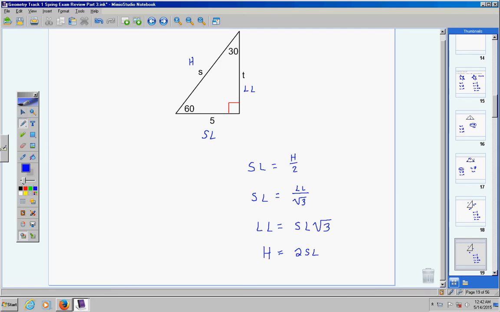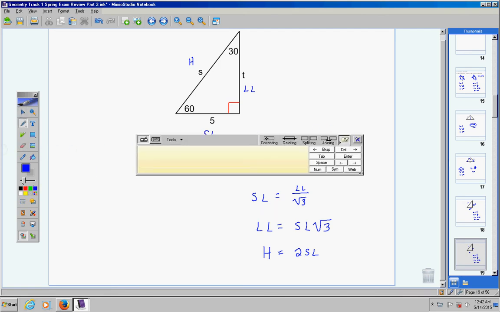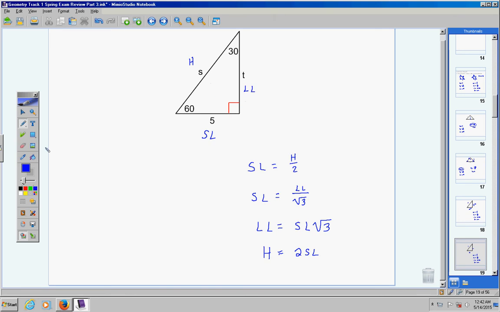So students, having labeled these sides right here, now let's see what we're looking for. We are looking for the longer leg and the hypotenuse. Well, the hypotenuse is always 2 times the shorter leg. The hypotenuse is always twice as big as the shorter leg. So if the shorter leg's 5, then that's easy. The hypotenuse would be 10, so S would be 10.